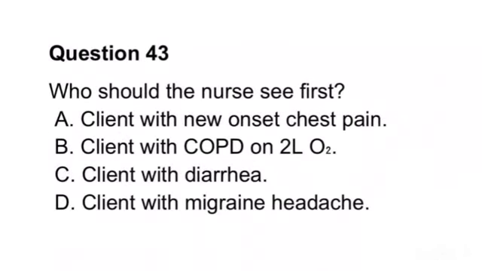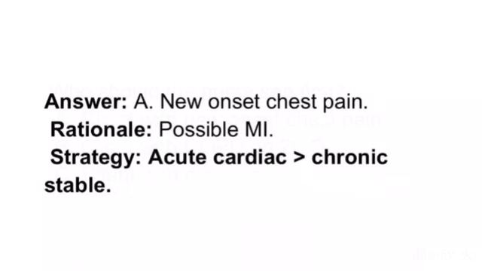Question 43. Who should the nurse see first? A. Client with new onset chest pain. B. Client with COPD on 2 L O2. C. Client with diarrhea. D. Client with migraine headache. Answer: A. New onset chest pain. Rationale: possible MI. Strategy: acute cardiac, chronic stable.